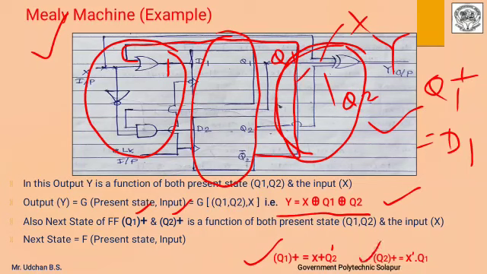The expression for q2 plus is nothing but d2. We already know the operation of the D flip flop, in which we get the D input as it is over the output. Now d2 has its input from this AND gate. This AND gate has two inputs, one is q1 and another is x bar. So q2 plus can be written as x bar into q1. So this is the example of a Mealy machine.